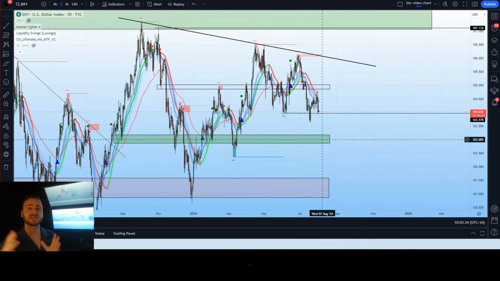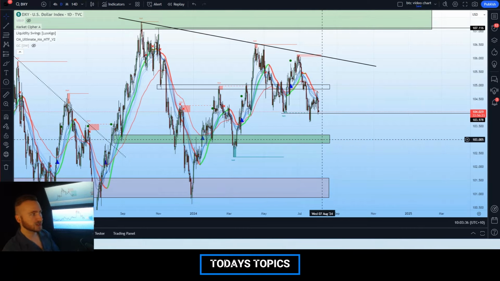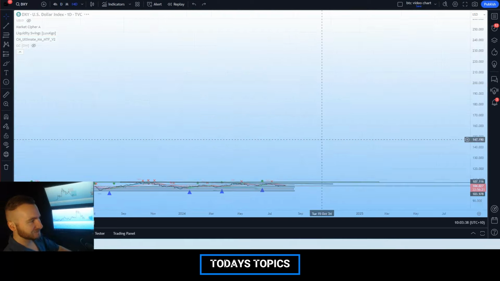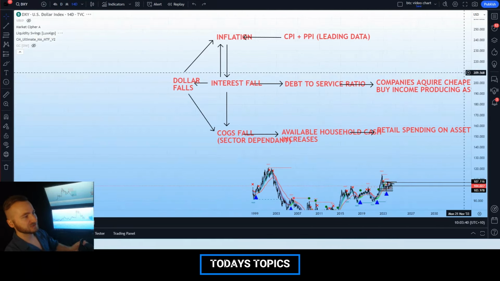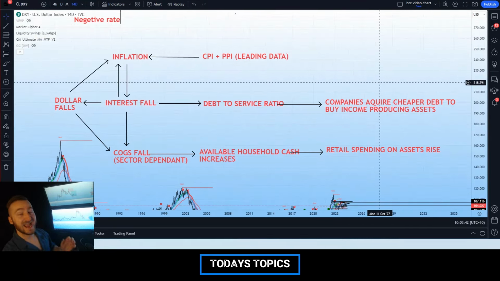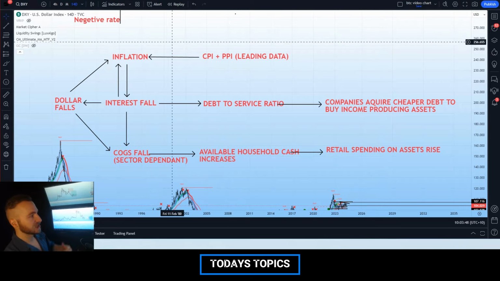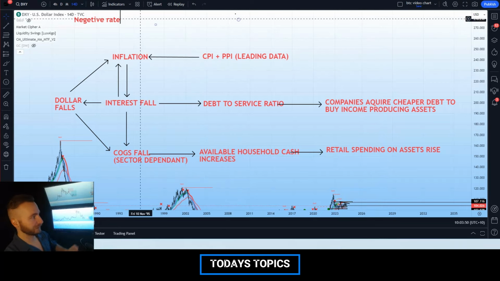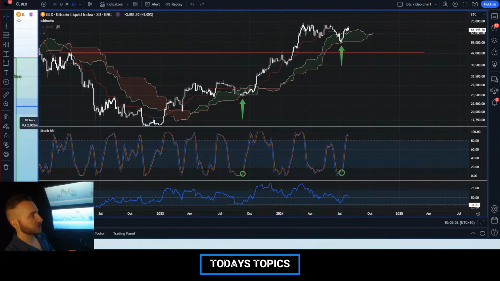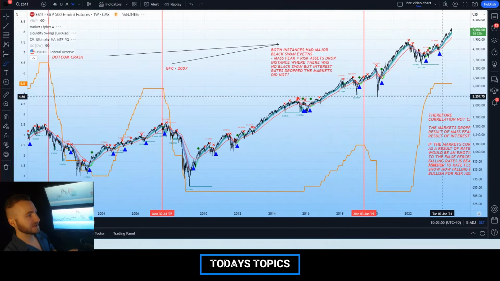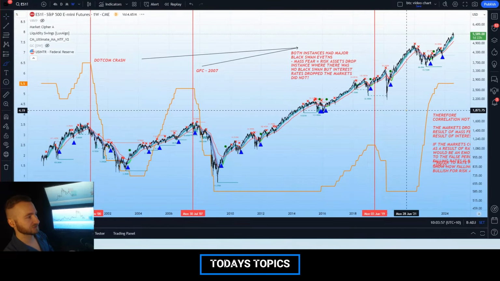Let's jump into the crux of today's analysis. We are going to be discussing in massive, massive detail the exact mechanisms behind how reductions in interest rates impact the macro expectations of risk asset markets, going through a very interesting flow chart over here, as well as going over historical implications of prior interest rate corrections.